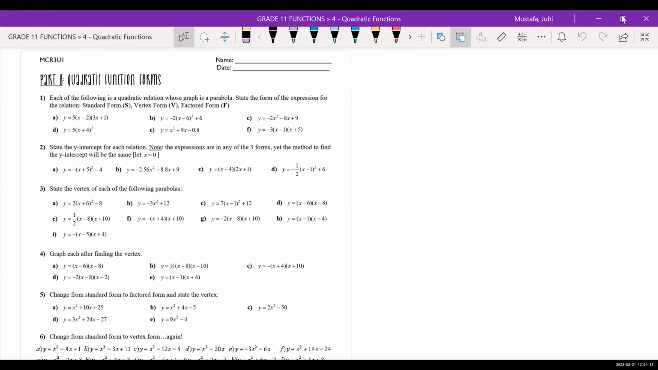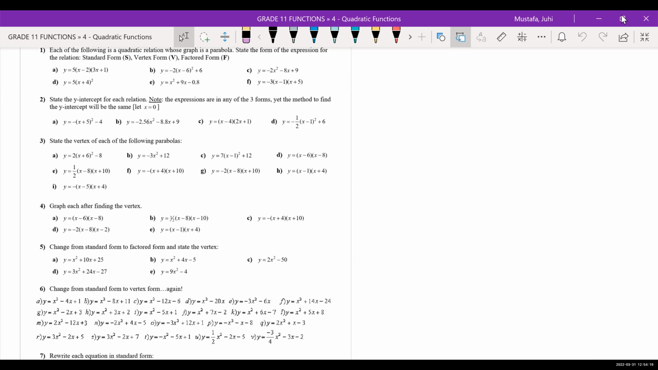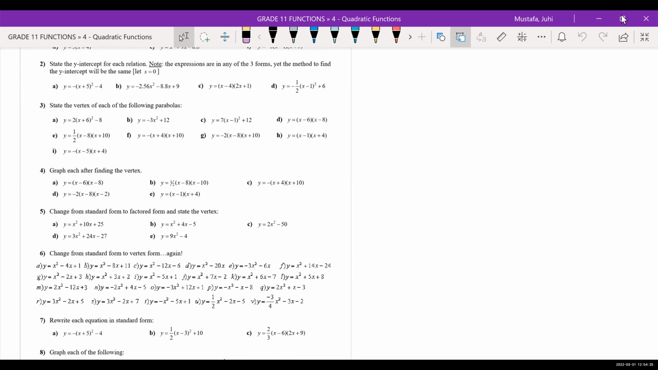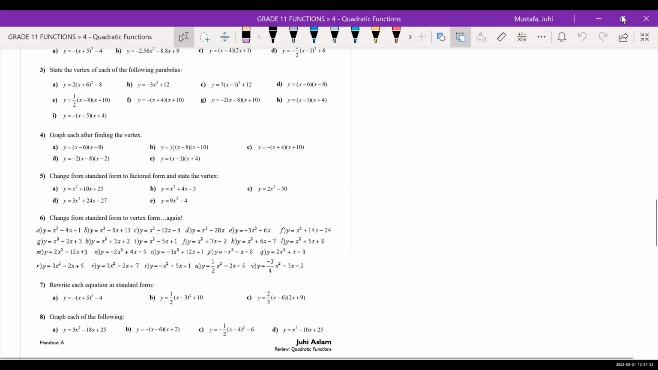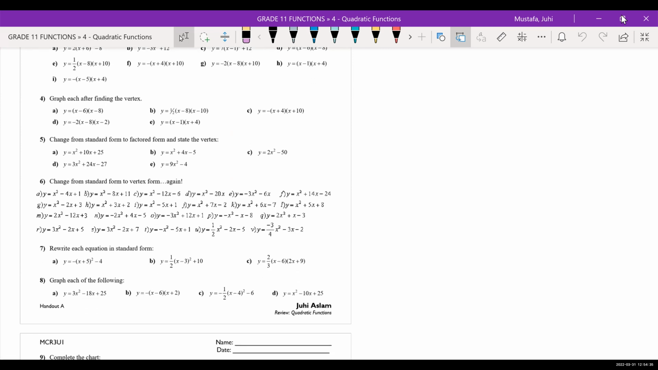So question number 2 is asking you for the y-intercept. You're going to let x equal 0. Question 3 is telling you to state the vertex. So you have to decide how you're going to do that, the 3 different forms. Question 4, you're graphing each of them. I didn't really provide you with grid paper, but if you have grid paper, you can graph it on that. If you wanted practice with standard form or completing the square, question 6 is super important because it says change from standard form to vertex form. So all of those questions involve completing the square.